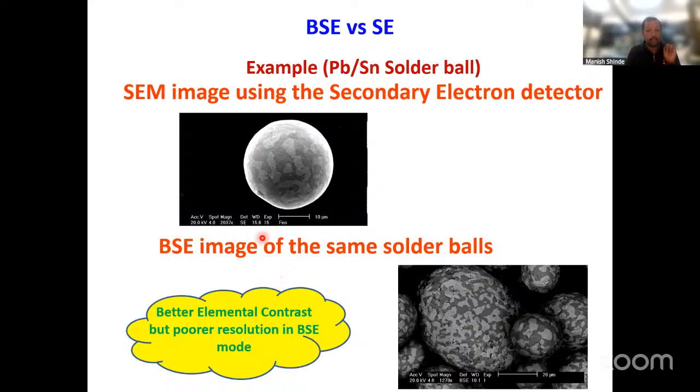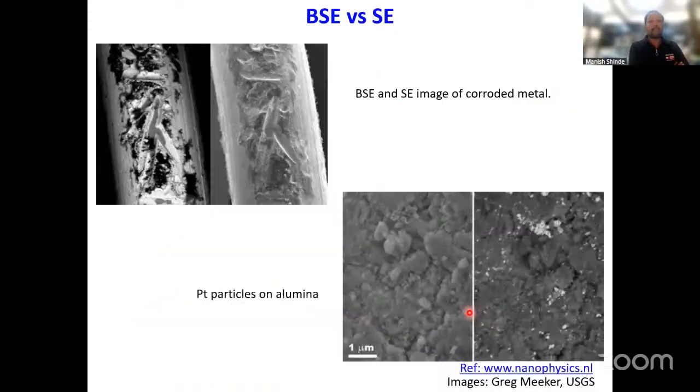The only disadvantage of BSE mode imaging is that the resolution is not very good. But the contrast is good. Now here you can see clearly the atomic contrast. The brighter part is very bright, the darker part is very dark. Because of that, you can clearly identify the difference between lead and tin in the sample. So that was one example.